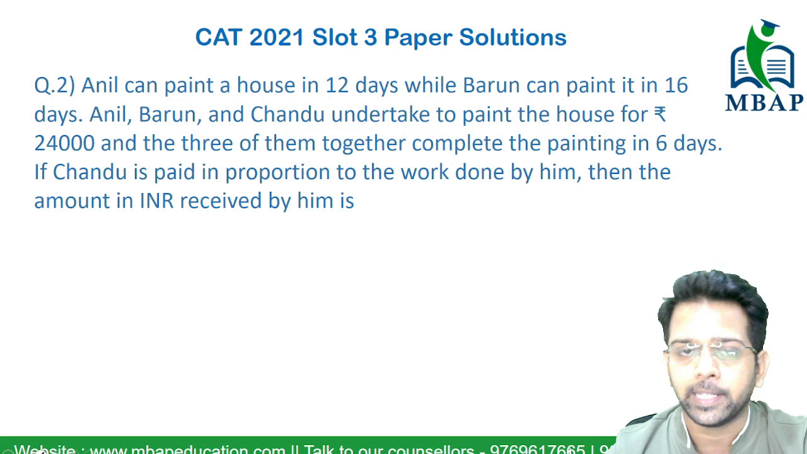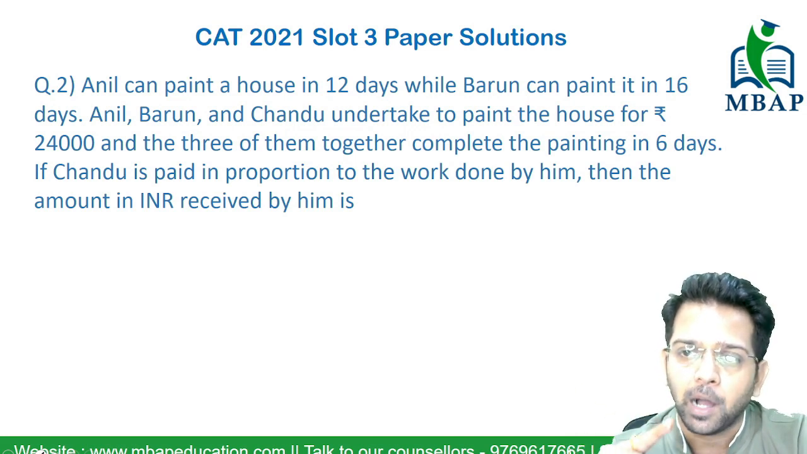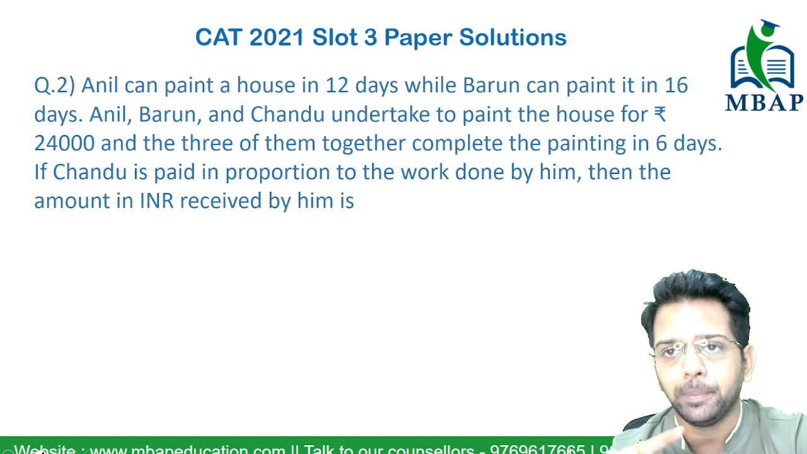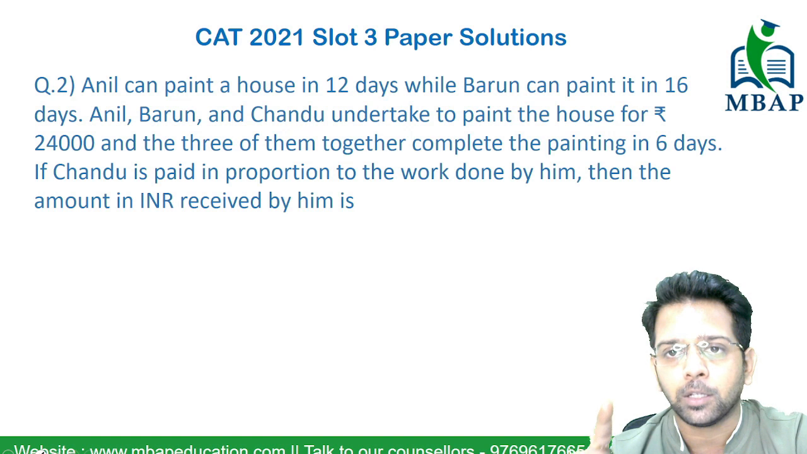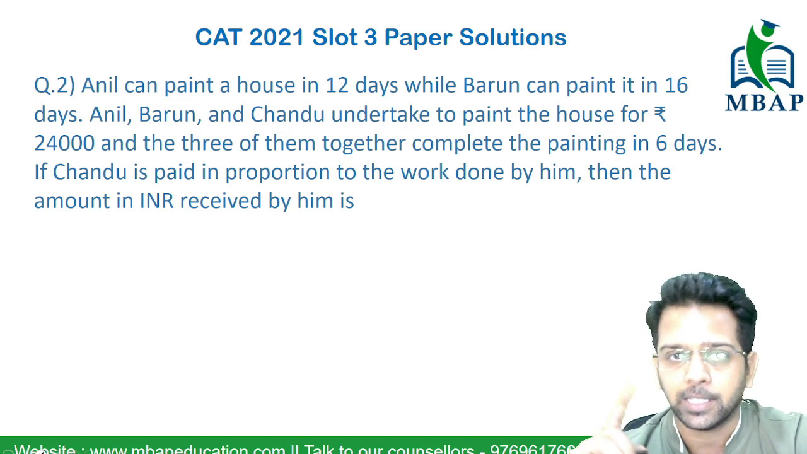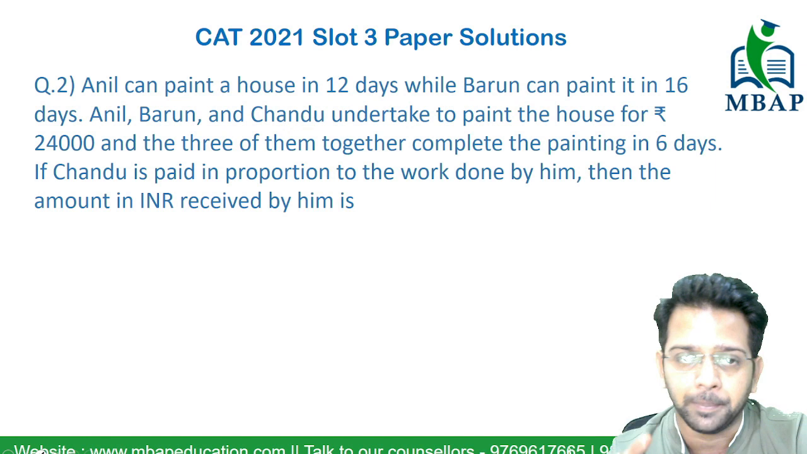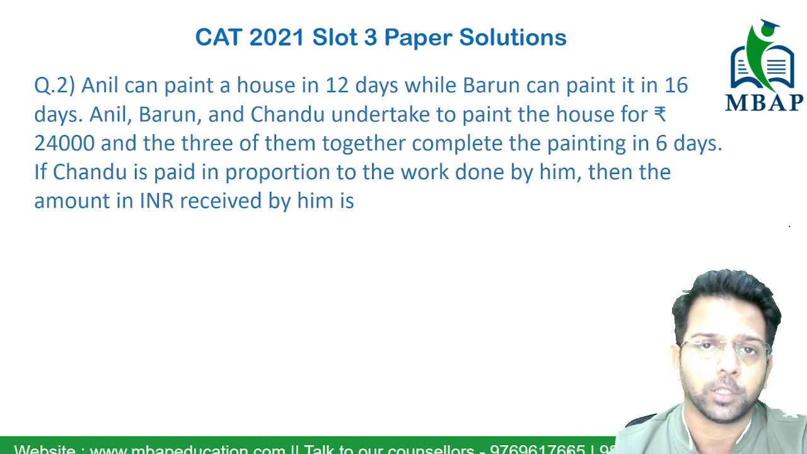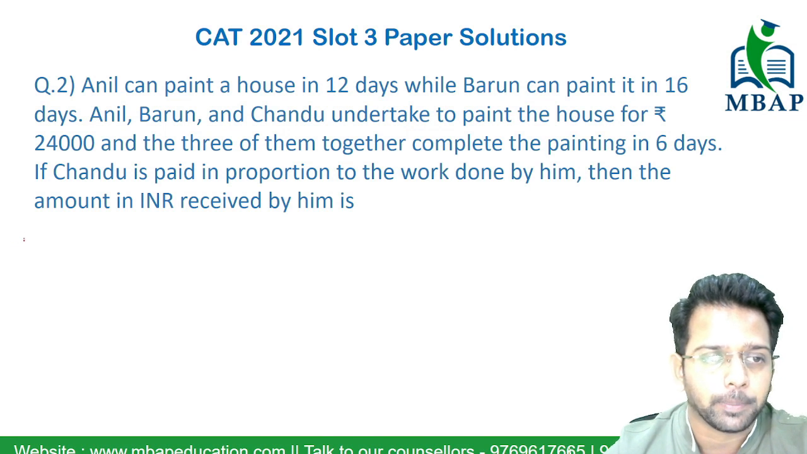Let's have a look at the next question. Read the question well. The question says, Anil can paint a house in 12 days, while Barun can paint the same house in 16 days. A, B and C undertake to paint the house for rupees 24,000 and the three of them get the work done in 6 days. If C is paid in proportion to the work done by him, then what is the amount received by Chandu?